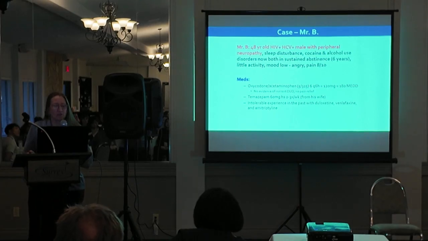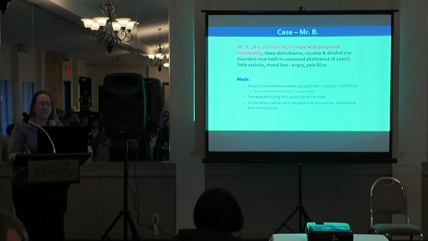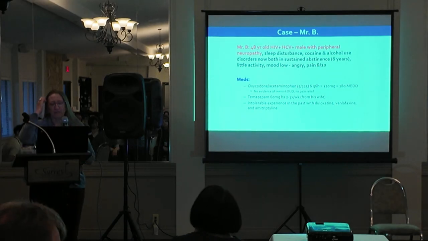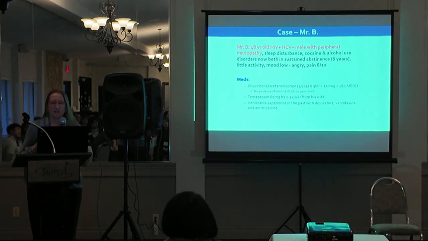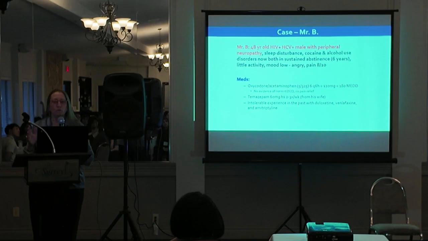So the meds he was on were oxycodone with acetaminophen, so Oxycocet or Percocet, trade names, but we'll stick to the generic here. So 5 milligrams of oxy with 325 of acetaminophen. He was taking 6 every 6 hours for 120 milligrams a day, and for the morphine equivalent, you multiply by 1.5 for oxy, so it's 180 morphine equivalent.